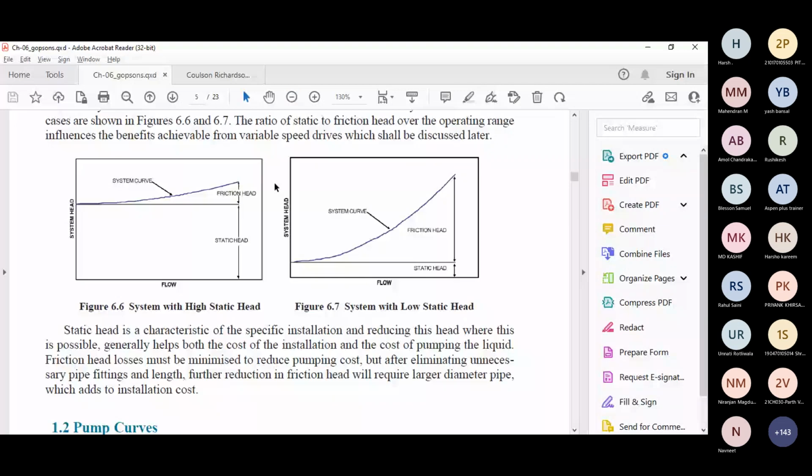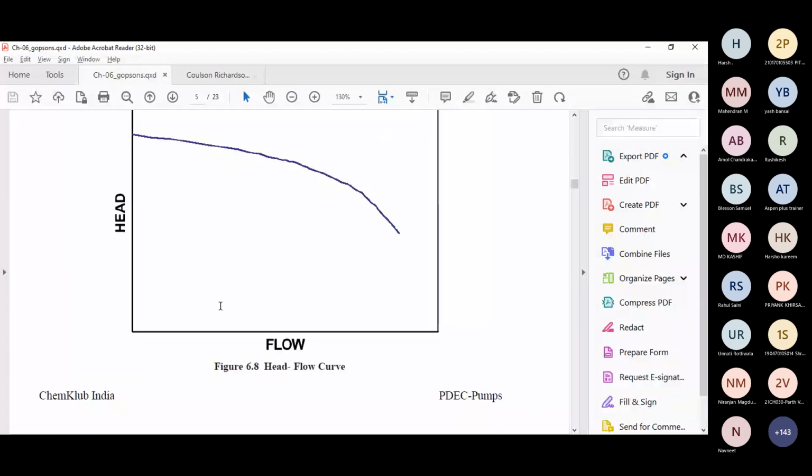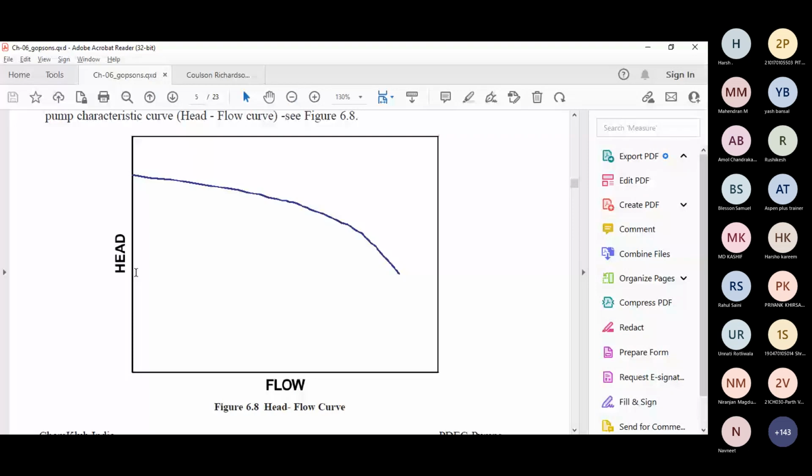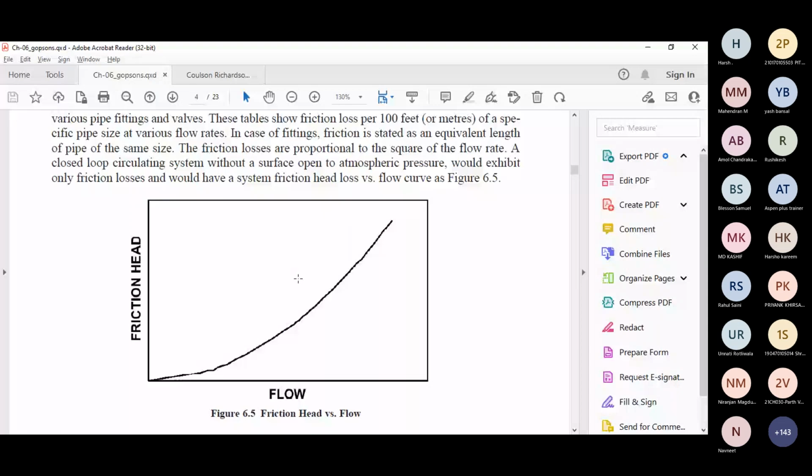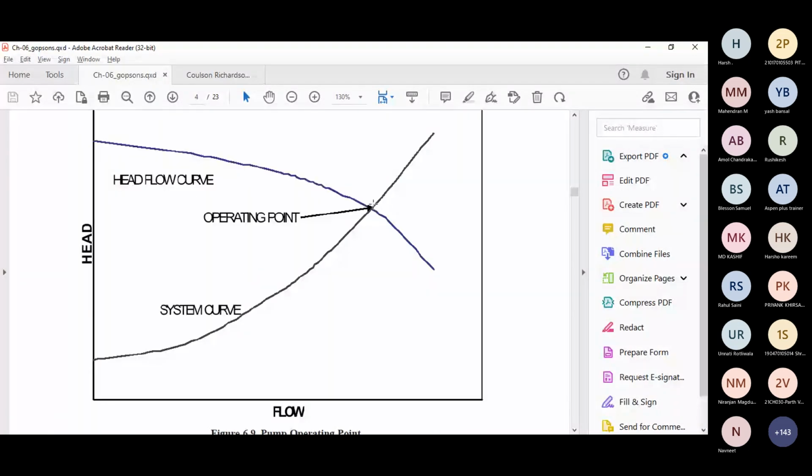This is the head and flow rate curve. This is the property of a pump, and this curve will never change. Whereas this is the system curve, the property of the system, our plant. The intersection of both is called the pump operating point. Why is there this gap? This gap is because of the static head, the height of liquid in the suction tank above the pump.